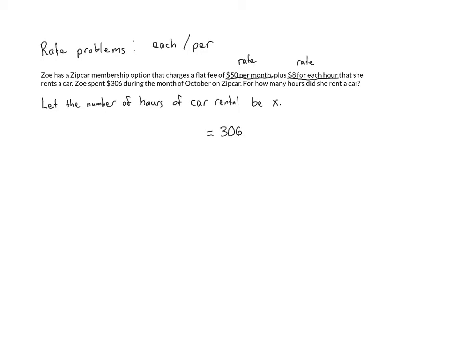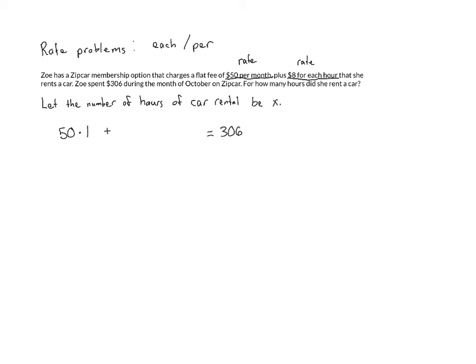The monthly charges are $50 per month. So it's going to be $50 per month. We need to multiply that by the number of months she used the car. Now here, we're told she spent $306 during the month of October. So in this case, we're looking at 1 month, so 50 gets multiplied by 1.